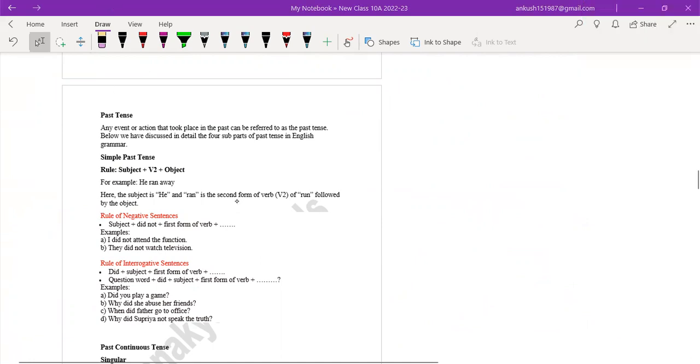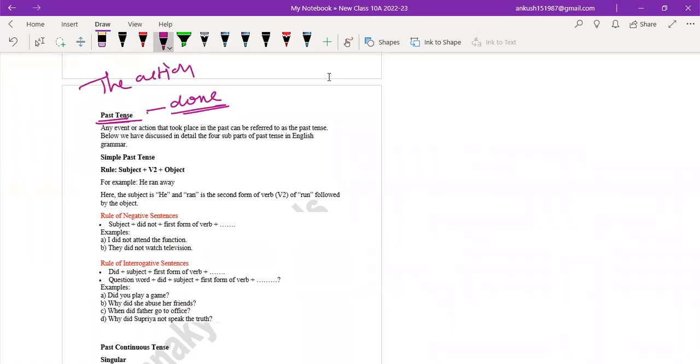Now see, past tense. Why do we use past tense? Past tense is used to tell an action which is already done. The action is done or completed. But when? Suppose some action has been completed just now, so it would become the simple past tense.